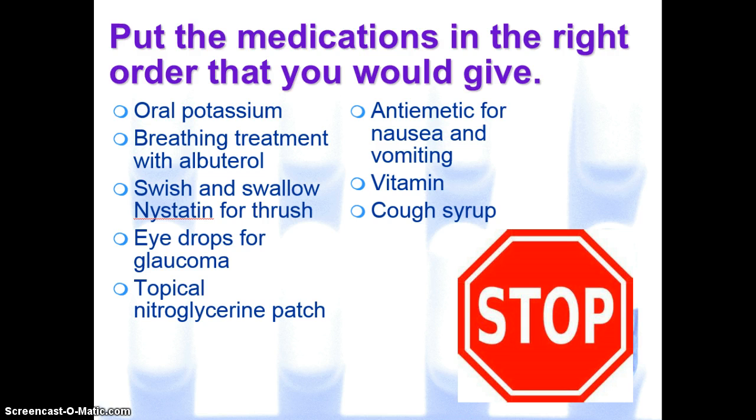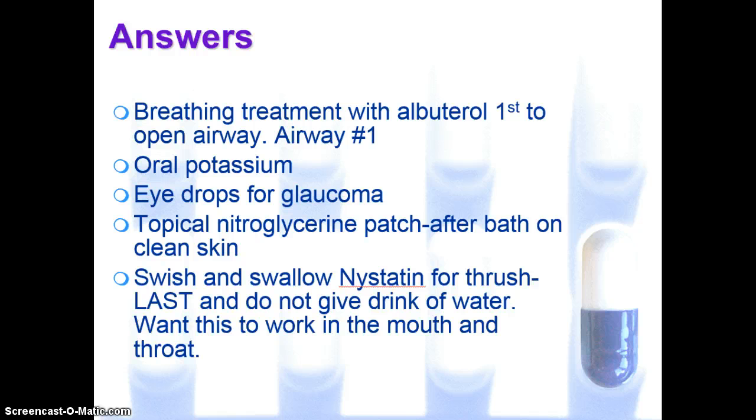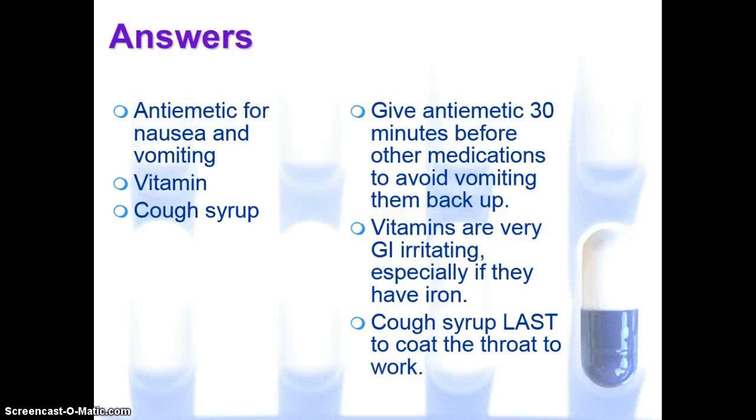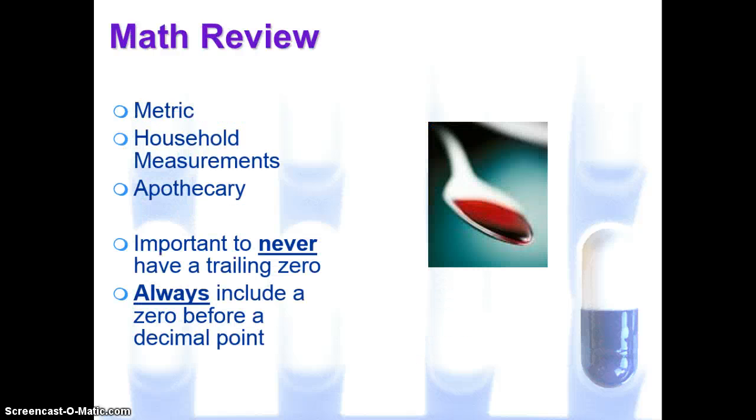On the right hand side you have an antiemetic for nausea and vomiting. That's probably going to be given first, and wait a while so that when you go in and give the vitamin they're able to tolerate it, because we know vitamins are very caustic to the stomach and very GI irritating. And then obviously your cough syrup is last because we don't want to drink water after that, so it can have the effect at once. So again, your albuterol is first for opening the airway, and in the second set, remember your cough syrup is going to be last because we want it to coat the throat and be able to work.